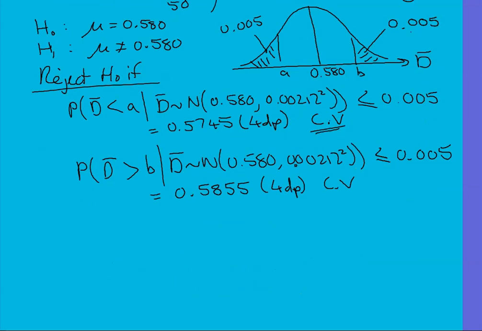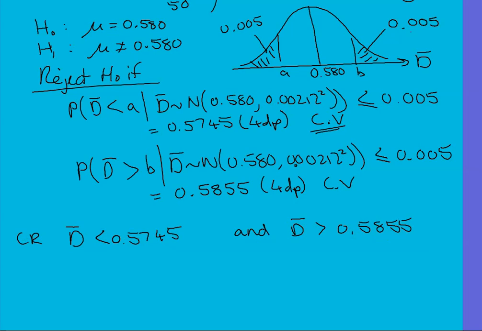But it wants the critical region. Okay, so the critical region are d bar being less than 0.5745 and d bar being greater than 0.5855. Okay, so they're the critical regions. Anything in there, we're going to reject H naught.